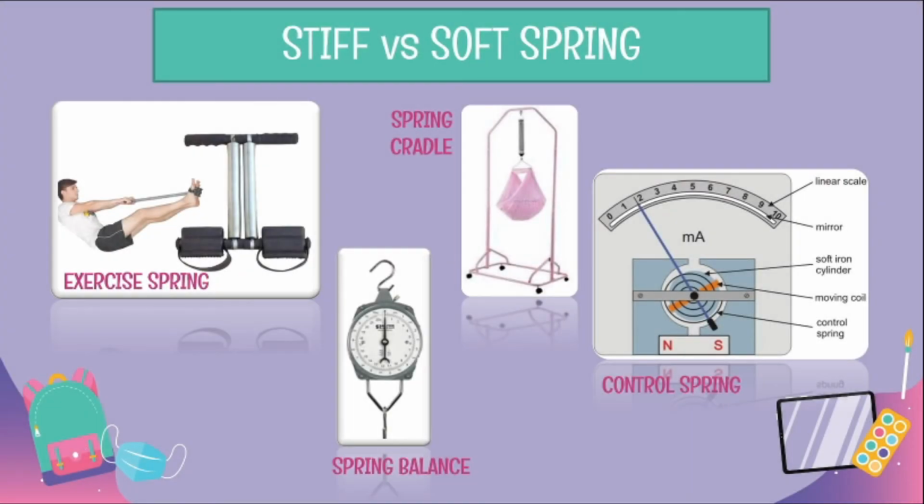Okay, so these are the examples. So we have exercise spring. So kita nak K yang tinggi. Okay, this one spring balance. Spring K yang tinggi. Spring cradle, K yang tinggi. But control spring ini this is a millimeter.